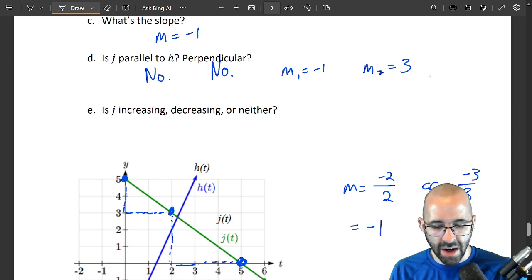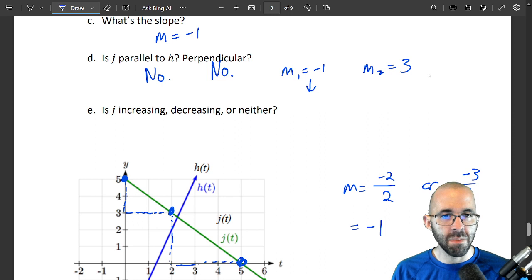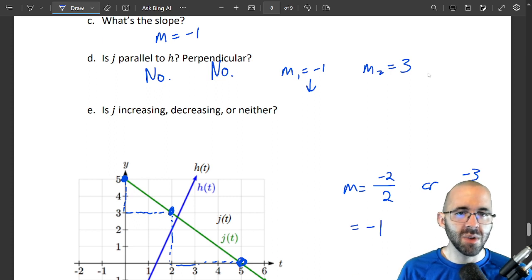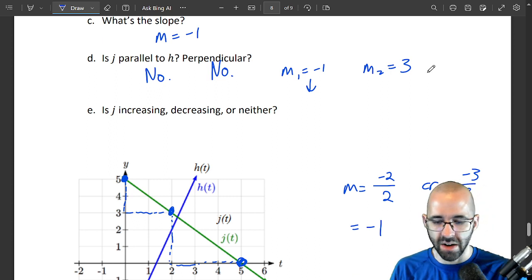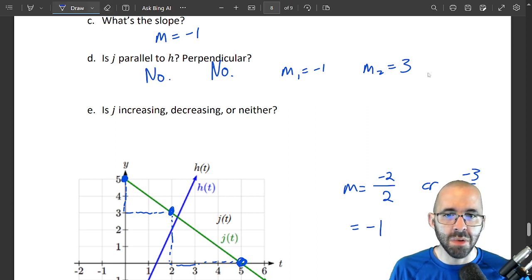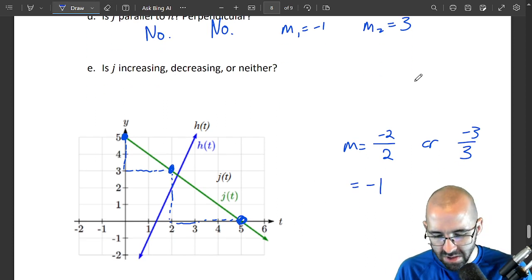And you could go the other way, right? The line perpendicular to this, the reciprocal of 1 is 1. The negative of -1 is +1. So it'd have to be a slope of +1. +1 and +3 are not the same. So it's not even close to perpendicular. Why does it look close?